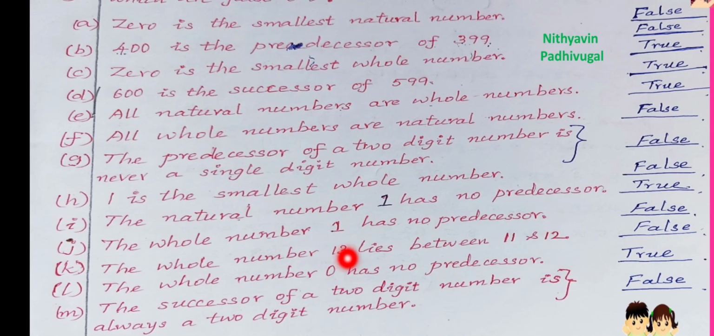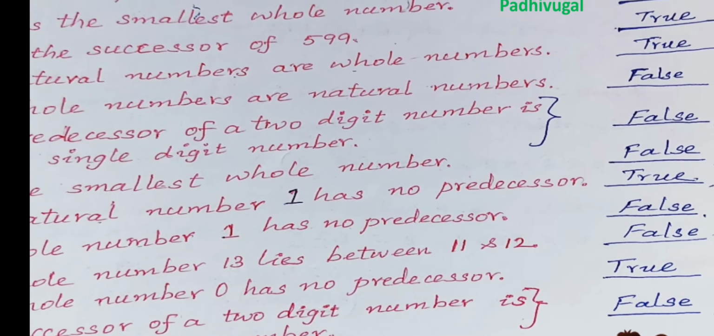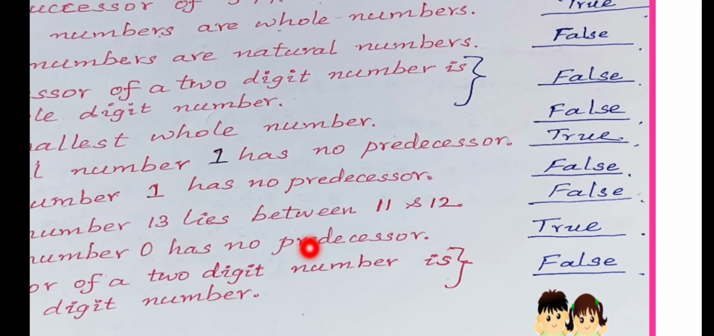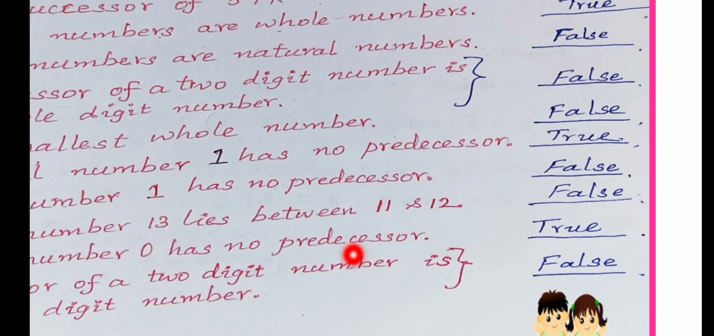The whole number 13 lies between 11 and 12. No. Between 11 and 12 we don't have 13. It lies beyond 12. Right. So this statement is also false. The whole number 0 has no predecessor. Yes, the whole number 0 has no previous number. 0 minus 1 is not possible in whole numbers because whole numbers begin with 0 only. So this statement is true.